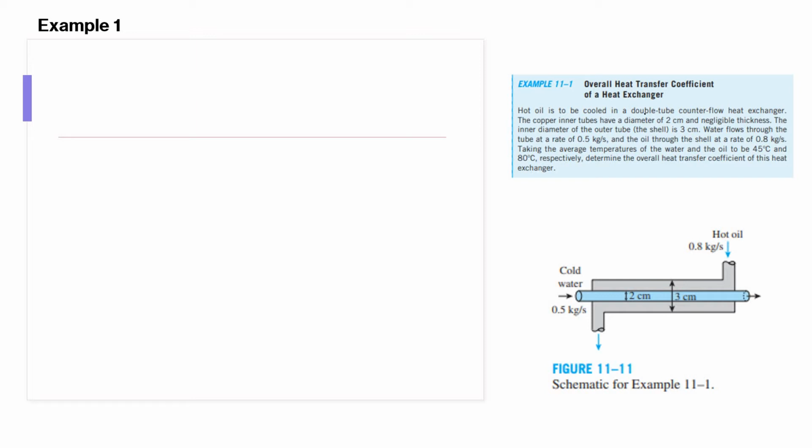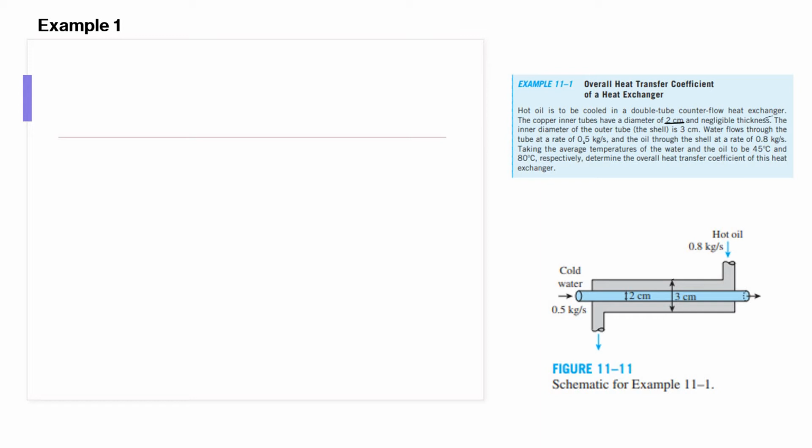Hot oil is to be cooled in a double tube counterflow heat exchanger. The copper inner tube has a diameter of 2 cm. The inner tube, the blue tube, is 2 cm in diameter, and the thickness is negligible. The inner diameter of the outer tube, that means the shell, is 3 cm. So from the top of the grey tube to the bottom, that means the annulus space.